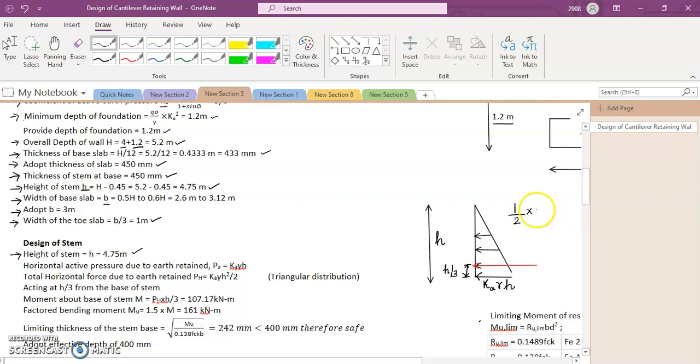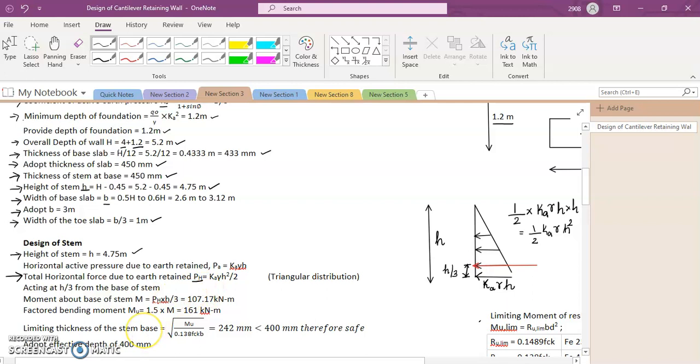into the base, which is Ka gamma into h. So this is half base into height, and the height is h. So we will get half Ka gamma h square. Okay, so this is written here. Total horizontal force due to the earth retained is denoted by P suffix h. So that's the horizontal force.